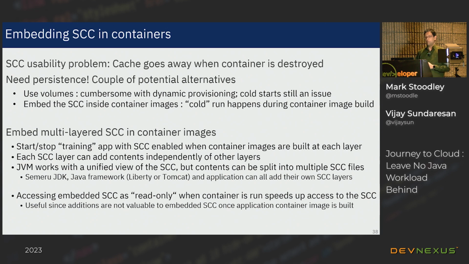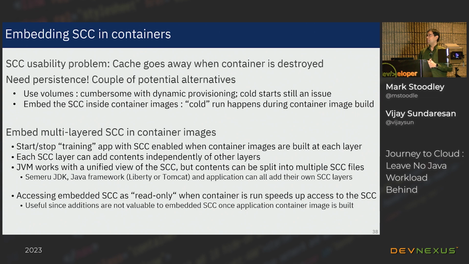So when your container image is built. What we have to do, though, in order to take advantage of this, is when you build your container image, you have to start and stop your application. When you start and stop your application with the xShared classes option on, it produces the file which has all the cache contents, and then you can embed that cache in the container image.